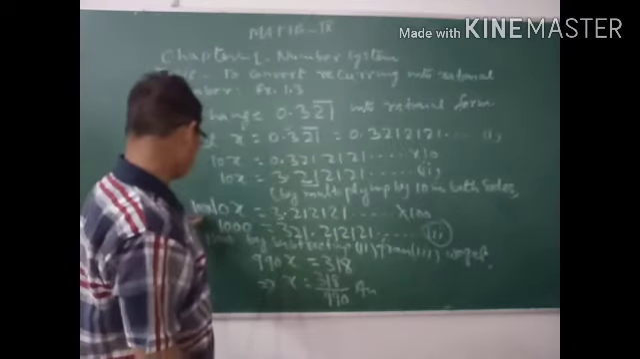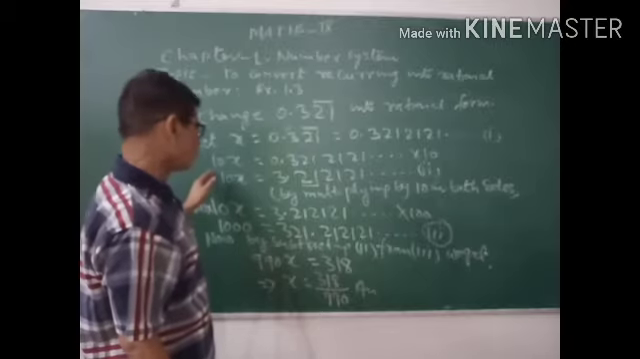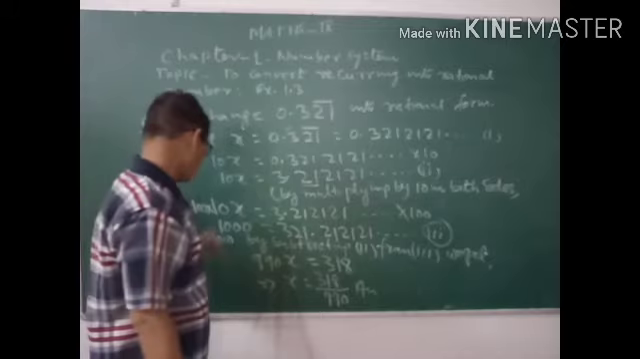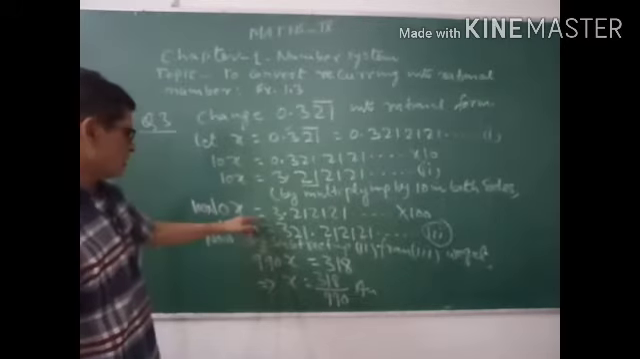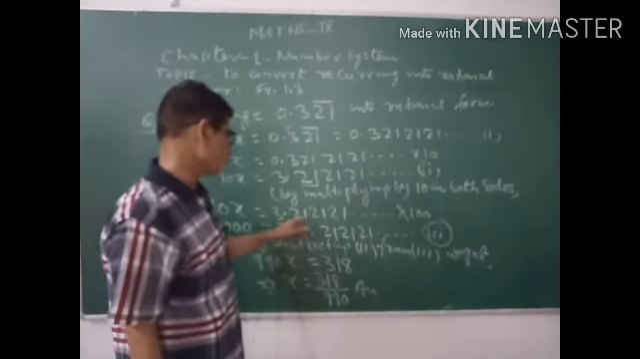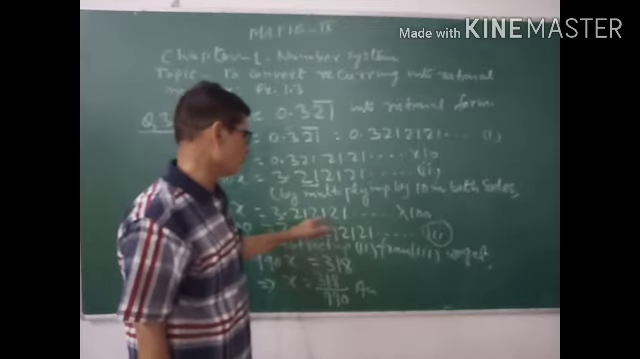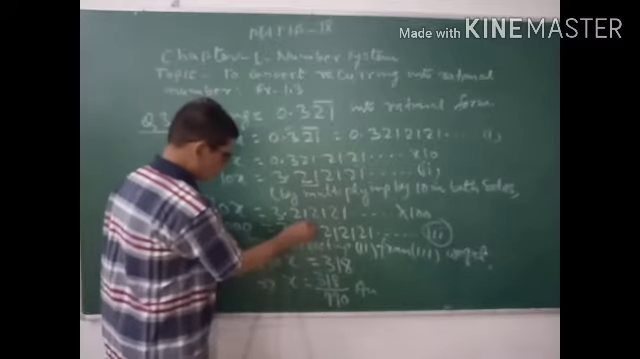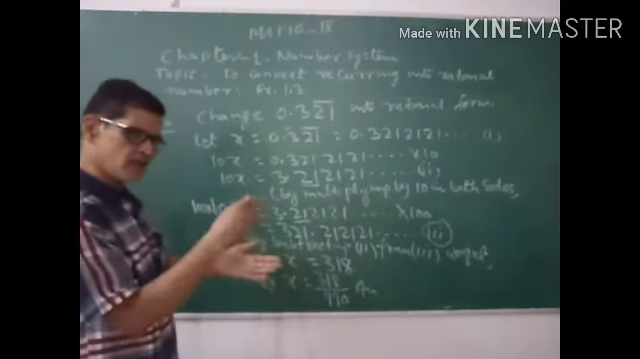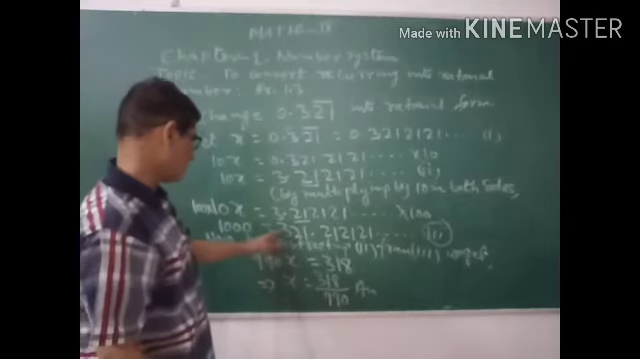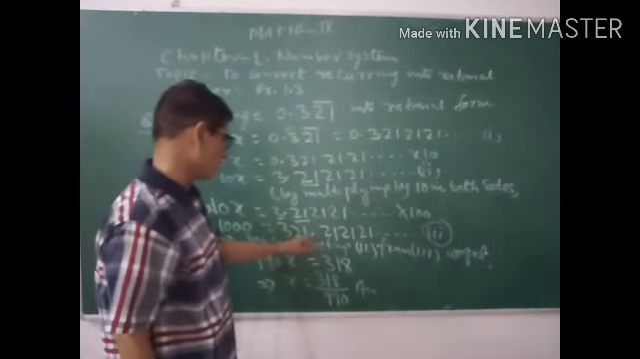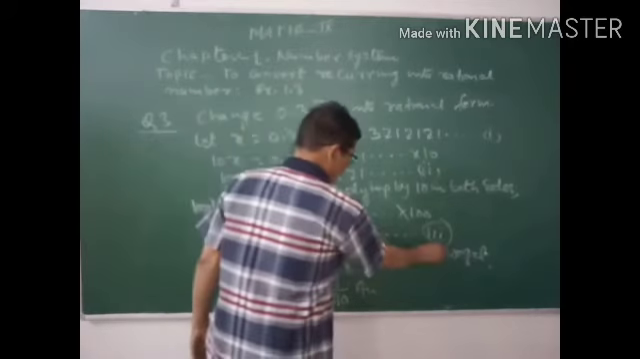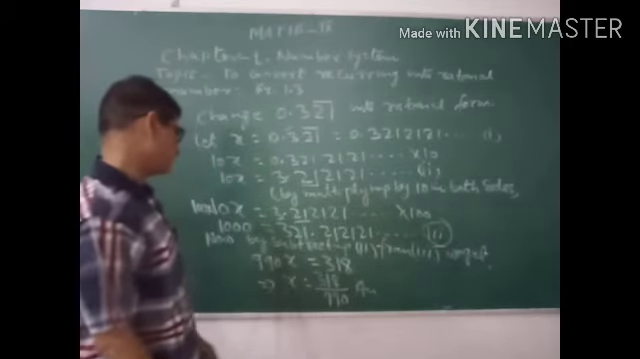100. Therefore I have multiplied by 100 on both sides. 100 into 10x will be equal to 3.212121 into 100. What will happen? One set of recurring digits will again come out, and this will become 321.212121. We consider it as equation 3rd.